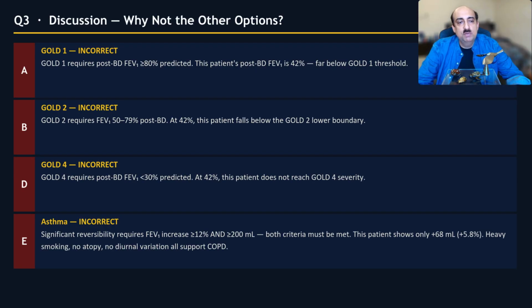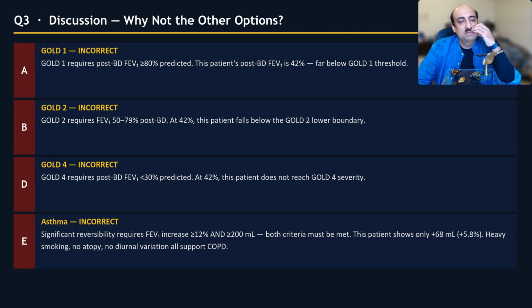So now it should be obvious why the other options are incorrect. Obviously A, B and D, because all of them have the incorrect category of the post-bronchodilator FEV1. GOLD 1 is more than 80%, GOLD 2, which is moderate, is 50 to 79%, and GOLD 4, option D, is less than 30%, very severe. So none of them, and our patient is in the severe category, 42%.